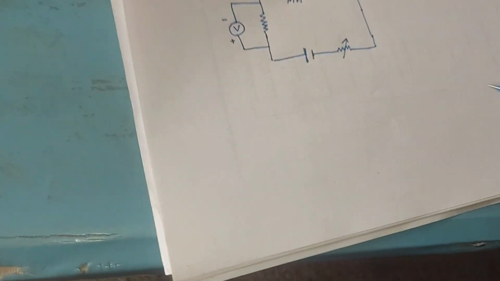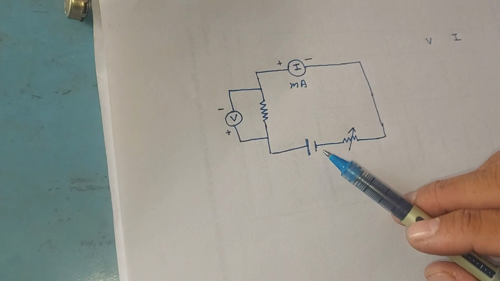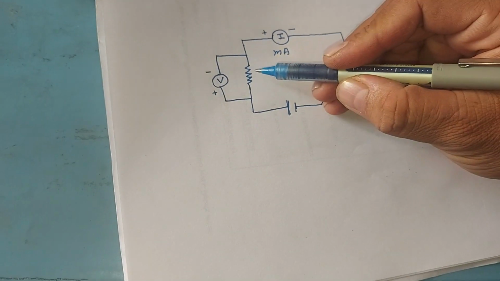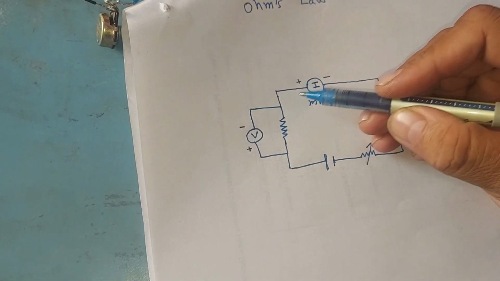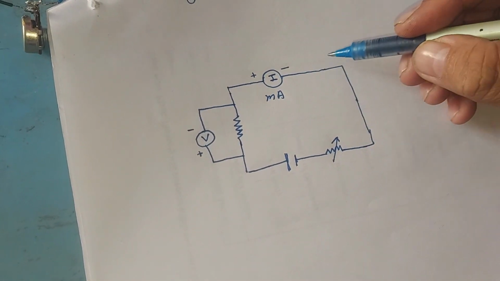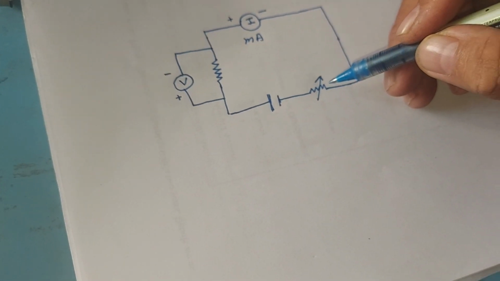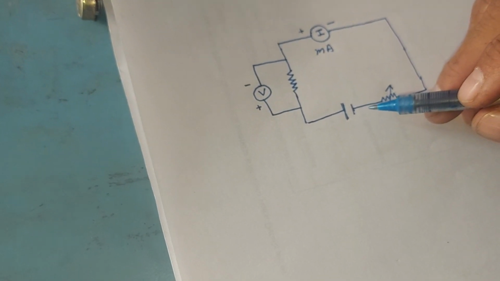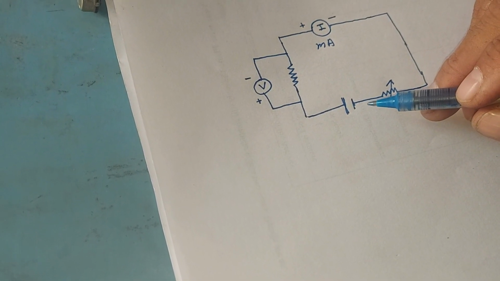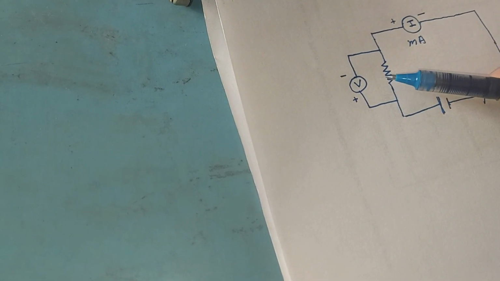Welcome to the experimental section. Here I am going to explain you Ohm's law. The circuit diagram for Ohm's law is shown over here. So we have a 9-volt battery here, and to the 9-volt battery we have connected in series a resistance, and then in series with that we have connected a milliammeter for current measurement, and in series with that we have connected a pot, which is a variable resistance, and then again it is connected back to the 9-volt battery's another terminal. And in parallel to this resistance, we have connected a voltmeter.